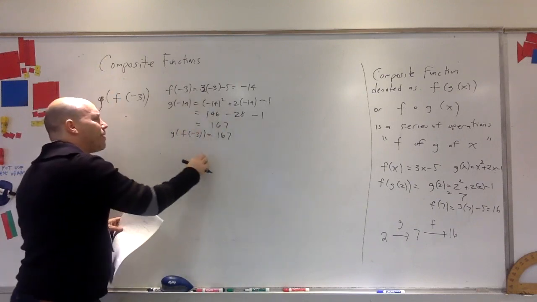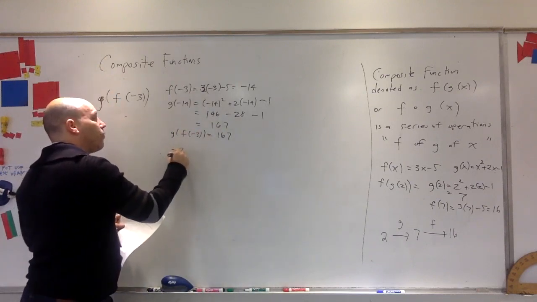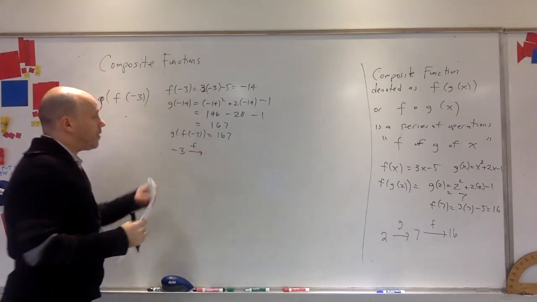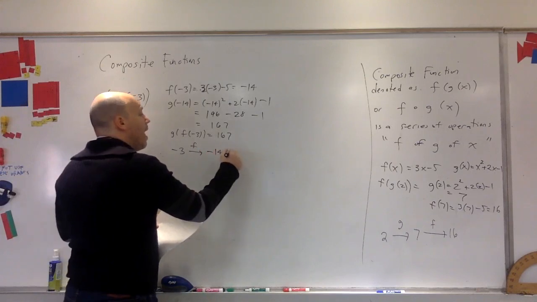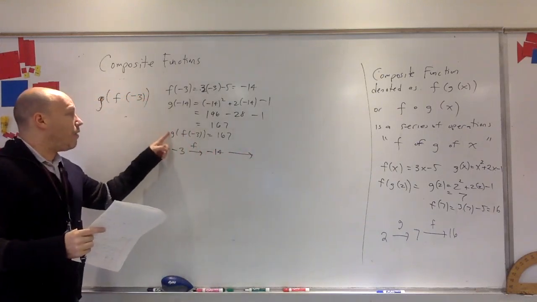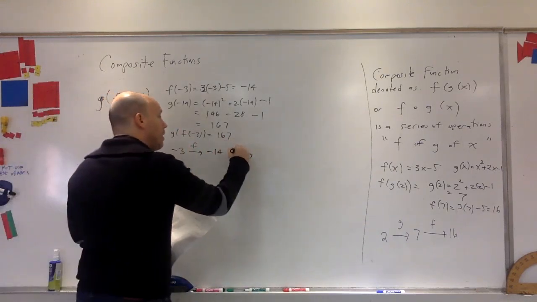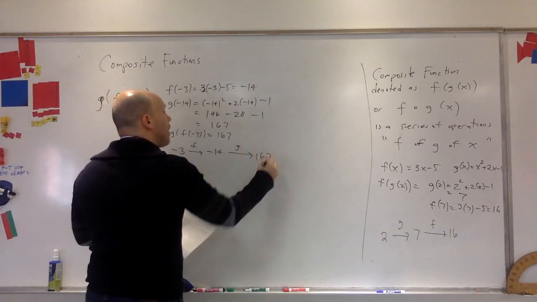Let's take us through the mappings again. We started off with negative 3. This time the f function came first, so f took negative 3 to negative 14, and then we worked our way out. The g function took negative 14 to 167.